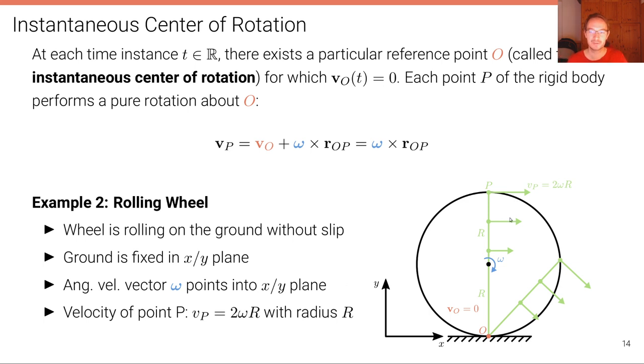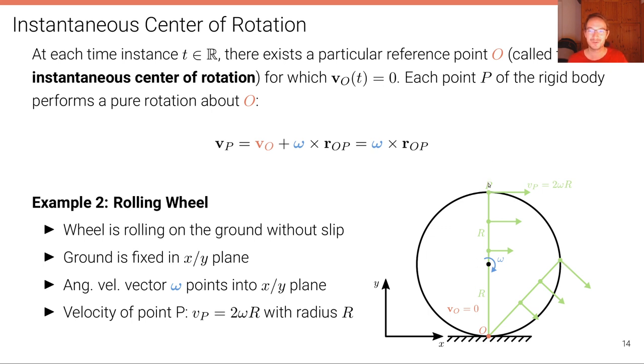In this case, the velocity of a point P here is twice the value of omega, the angular velocity, times r. And the instantaneous center of rotation, the location where there is a pure rotation around that location and where there is no translational velocity, is that point. But of course, that's only true at that particular time instance t. If we go a little bit ahead into the future, then that point will also move. In particular, in this case, the point will move along the wheel and the ground as the wheel moves to the right.